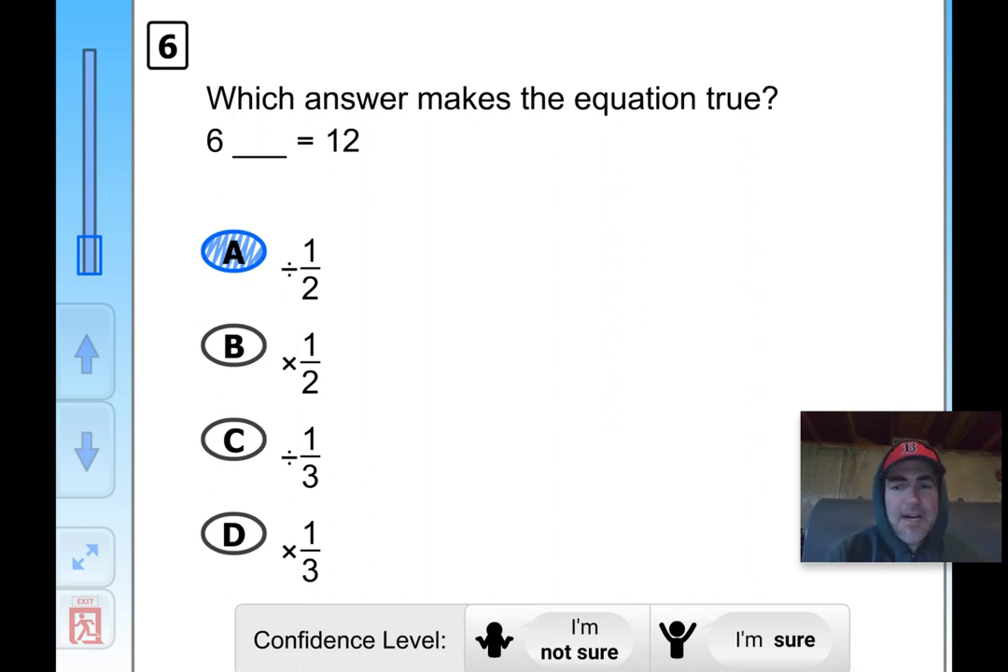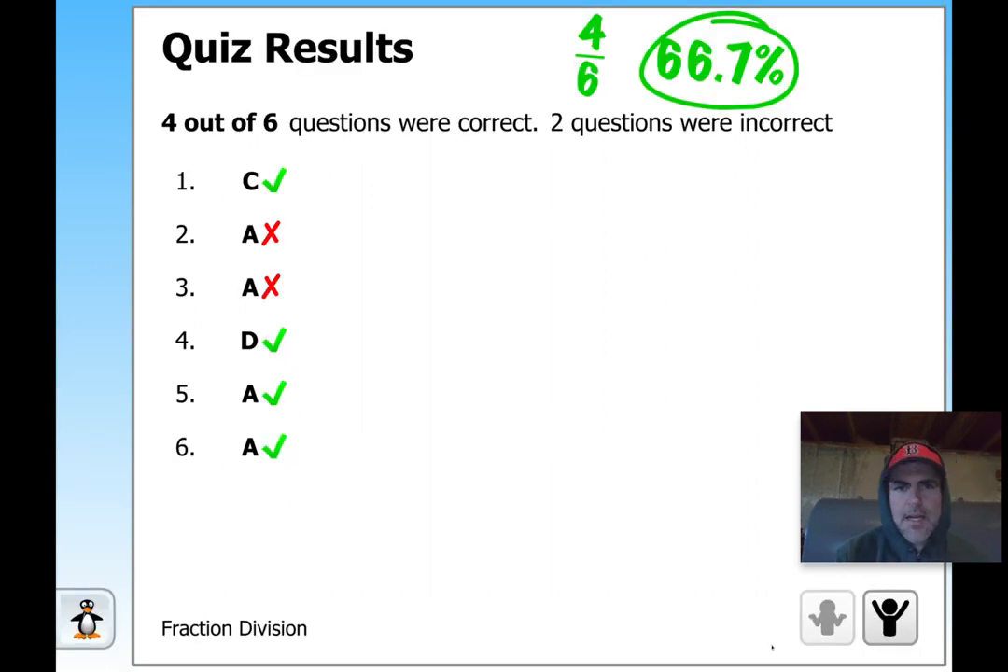6 divided by 1/3 is equal to 18. We've done that one already, right? And 6 times 1/3 is equal to 2. 1/3 of 6 is 2. So I am sure that this is correct. All right. So there we are.